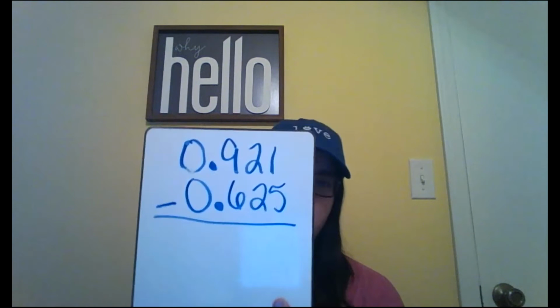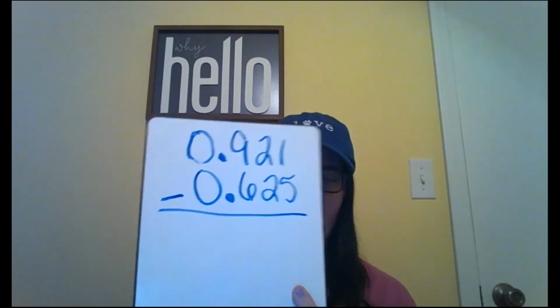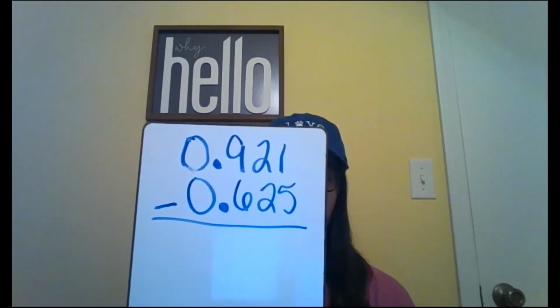So later on, they give you the problem 0.921 minus 0.625. So I switched it up a little bit, and this is a subtraction problem. So let's look at this one. 0.921 minus 0.625. So where you're first going to start here is 1 minus 5. You can do 1 minus 5, but that's going to give you a negative number. You cannot do that right there.